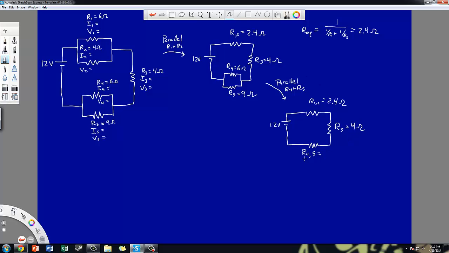R3, and now my combined R4, 5 is going to be doing the same equation that we did up here, except now when I plug in my values, I'm going to do 1 over the quantity 1 over R4, which was 6, plus 1 over R5, which was 9. And when I do that, I get 3.6. 3.6 ohms.